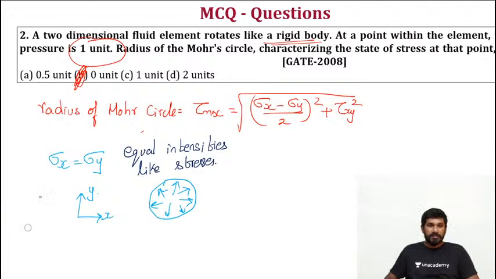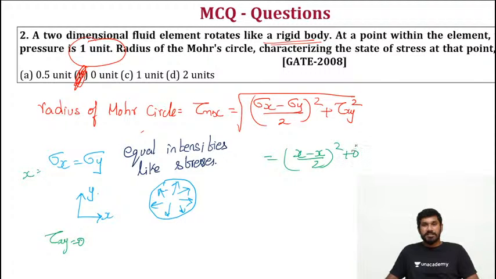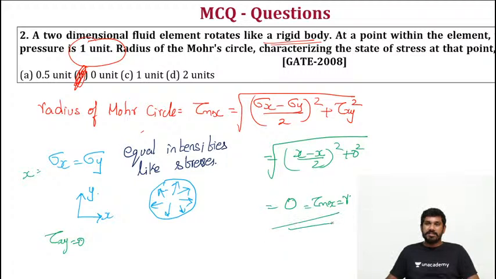Let's take the value as x, and shear stress is 0 because no shear stress is applied. So now (x minus x)/2 whole square plus 0 square is equal to 0. Right, now you can see the maximum shear stress, that is equal to the radius, is 0.